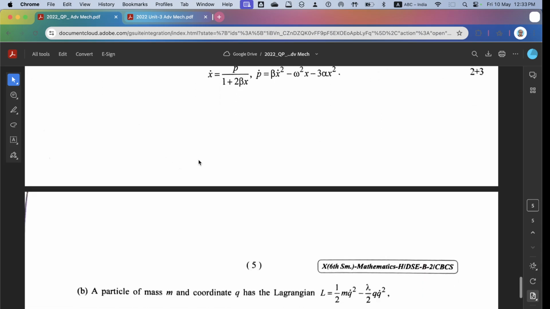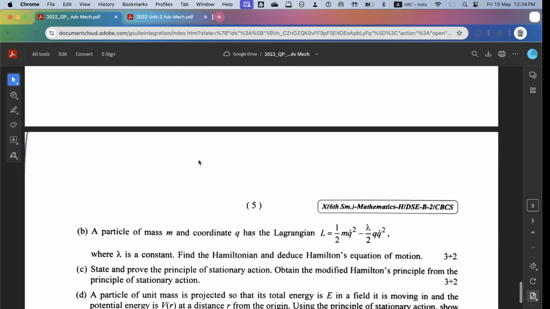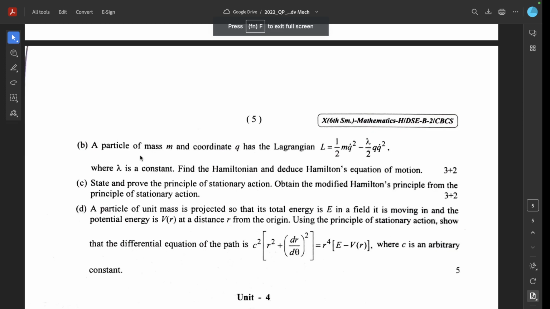Next question, question 4b. A particle of mass m and coordinate q has the Lagrangian L equal to half m q dot square minus lambda by 2 q dot square, where lambda is a constant. Find the Hamiltonian and deduce the Hamilton's equations of motion.